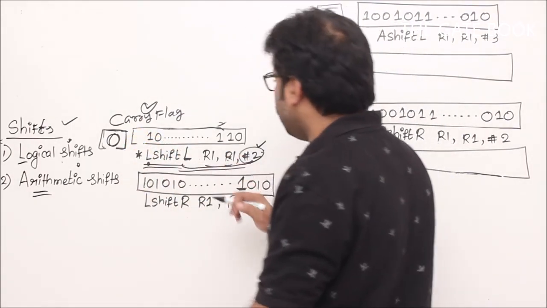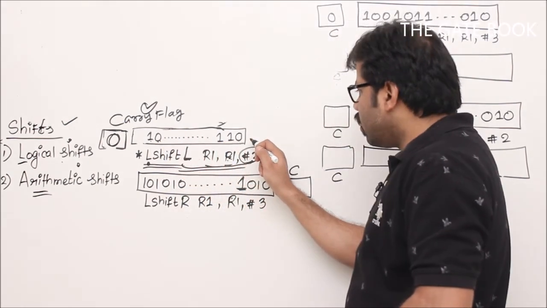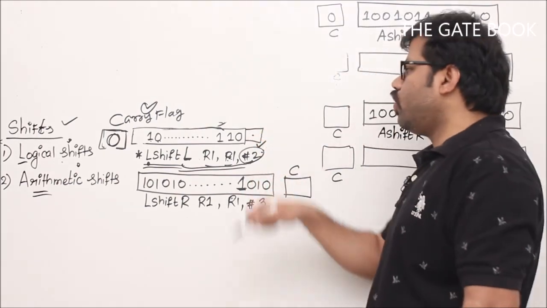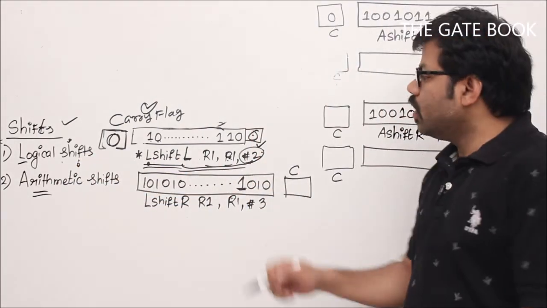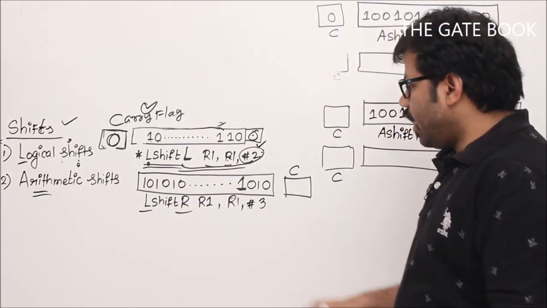Now what happens? The remaining bits will be as they are, like 1 0, and so on, 1 1 0. Sir, there is one position which is emptied here when you shifted to the left side. What are you going to fill? Since it is a logical shift, we are going to fill 0. That's it, always 0.